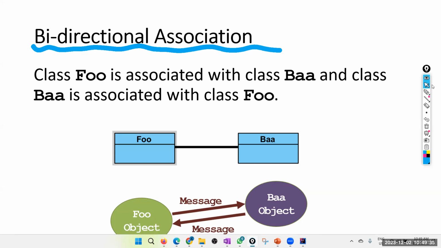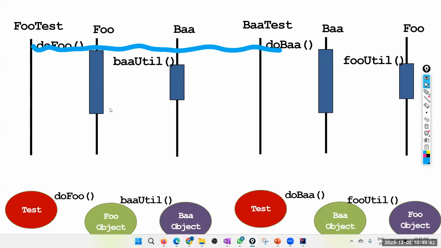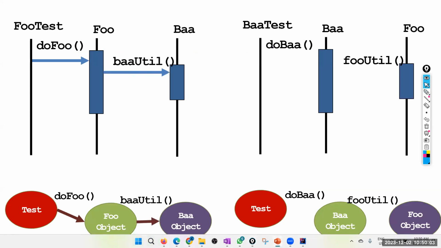This is a programming subject. So that is called bidirectional association. So you can see that my foo object can call bar object's behavior, and also bar objects can call behaviors of foo objects. Okay, so this is my test class calling the foo, and the foo object can call the bar util behavior of the bar object, in the bar class, because foo is associated with bar.